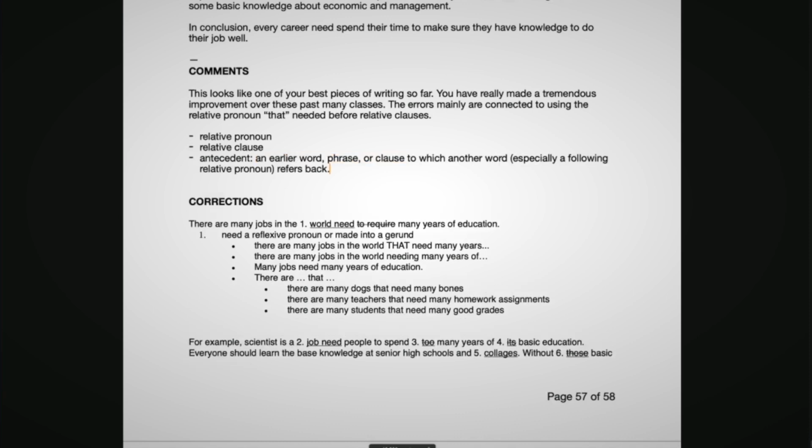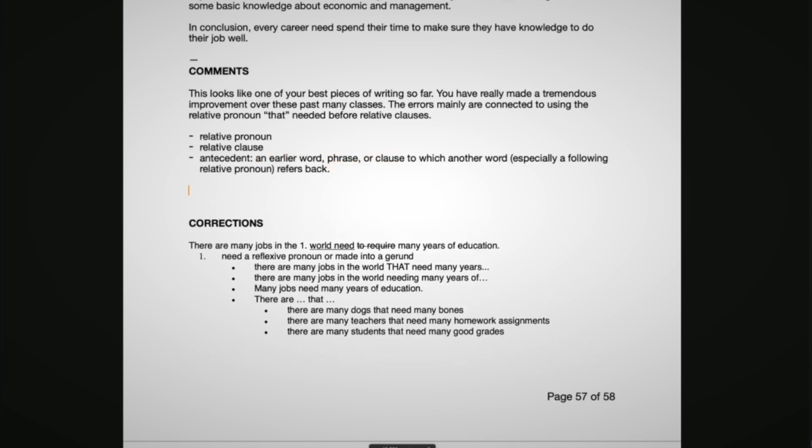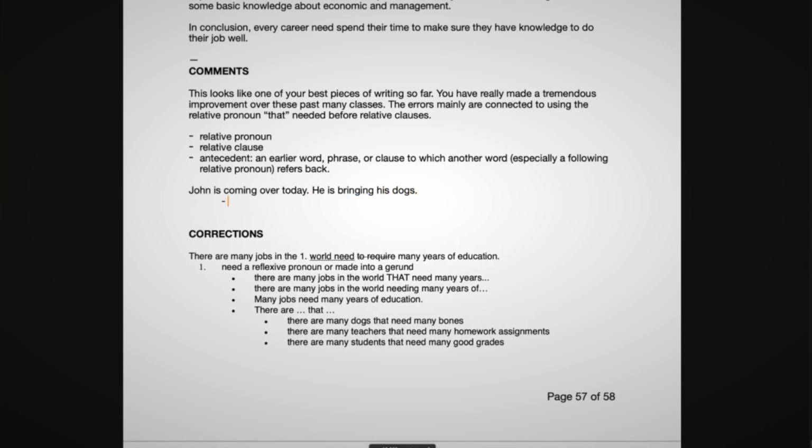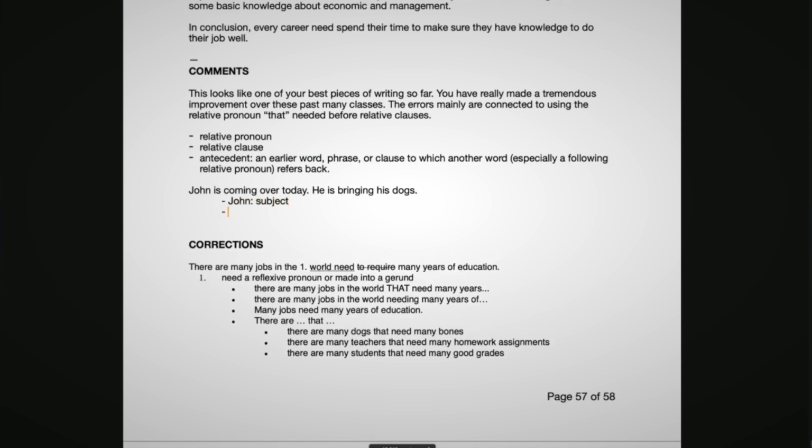For example, when we use the pronoun: John is coming over today. He is bringing his dogs. Okay, so John is the subject, right? John, subject.